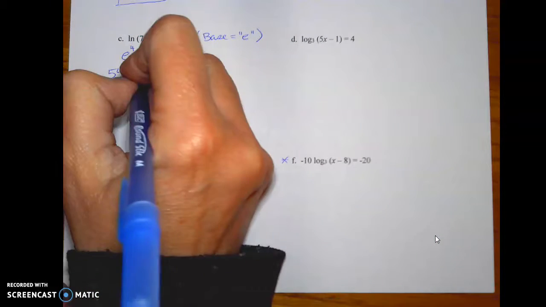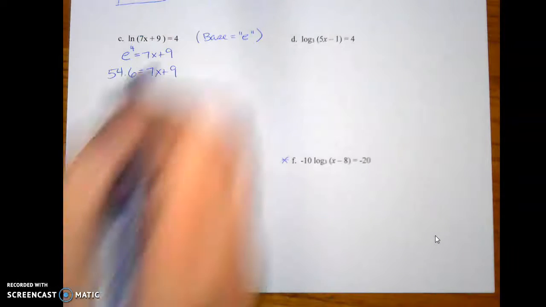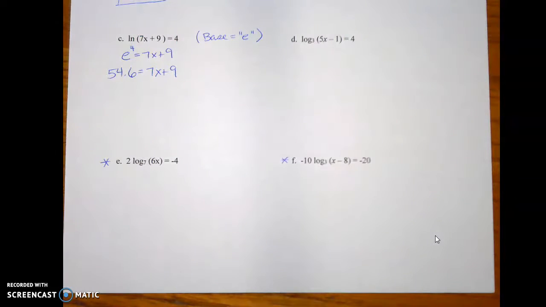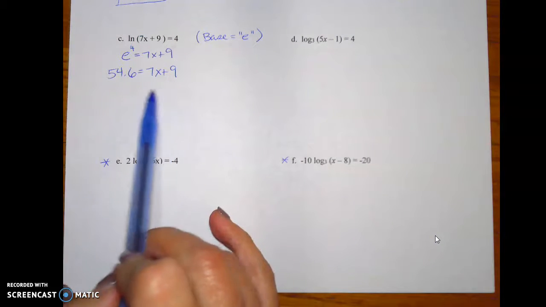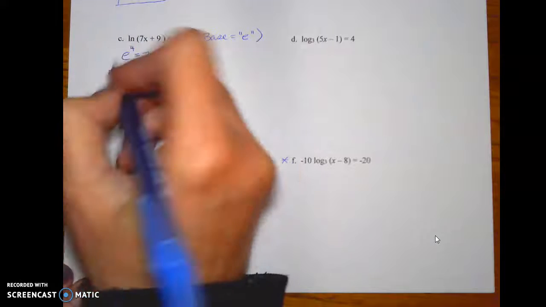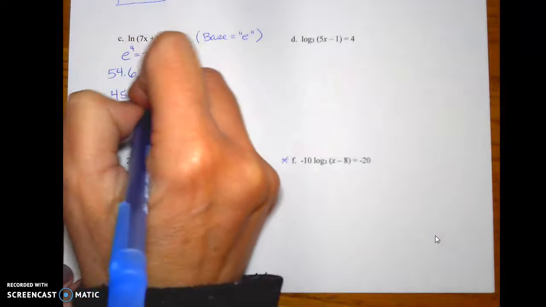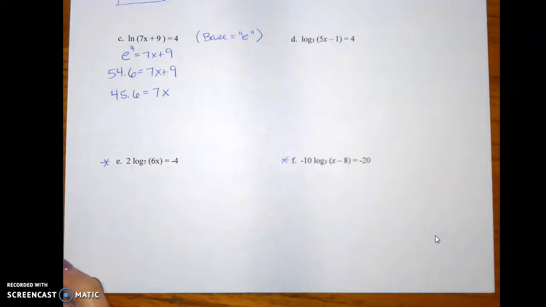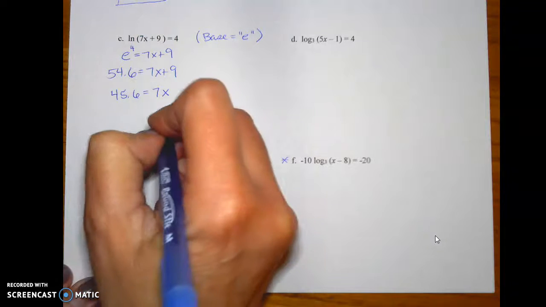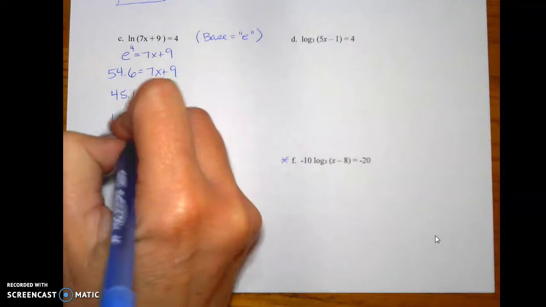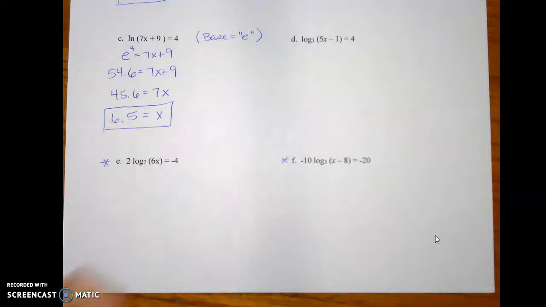And then we have 7x plus 9 on the right. So from here, again, it's just a little bit of algebra. You're going to move the 9 over here using subtraction. So we're going to end up with 45.6 equals 7x. And then you divide both sides by 7 and end up with 6.5. And that's fine to have a decimal as an answer.